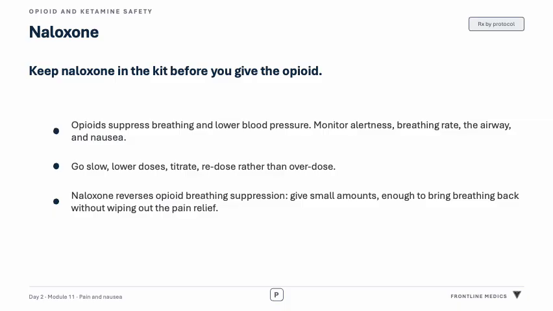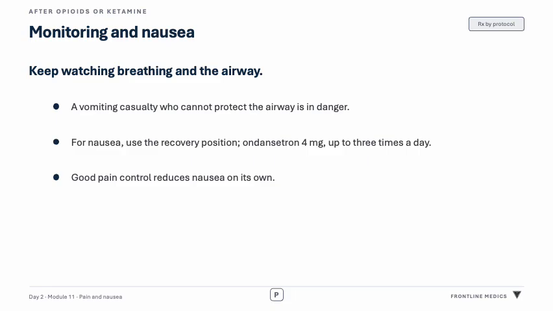Make sure naloxone, the antidote to opioids, is actually in your kit before you give the opioid, as this mistake has been made before and you don't have the naloxone available when you actually need it. Dosing of naloxone in severe overdose is 0.4 milligrams IV or IM, but should usually be dosed by telemedicine. After opioids or ketamine, keep watching breathing and the airway.